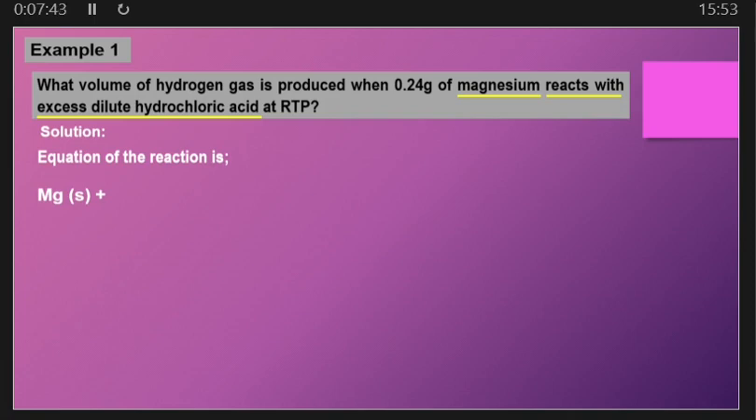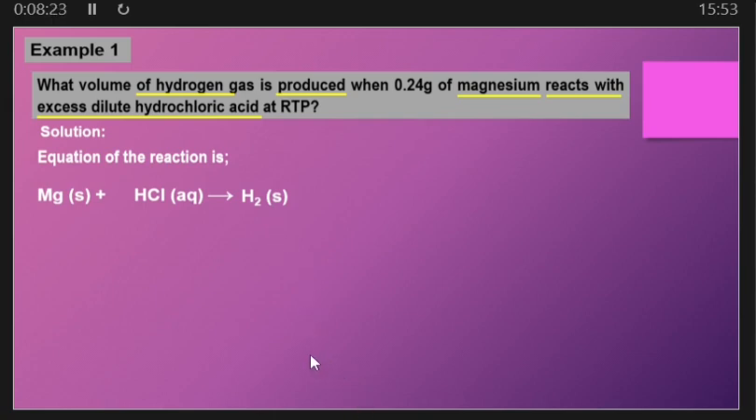HCl, and since it is dilute, it means it is in aqueous solution, right? Then they are saying produce, so the term produce is represented by the arrow. In this case, what was produced was hydrogen gas. So we'll put hydrogen gas here, H2, and here we are supposed to have (g), sorry for putting (s), because hydrogen is not solid, it is a gas.